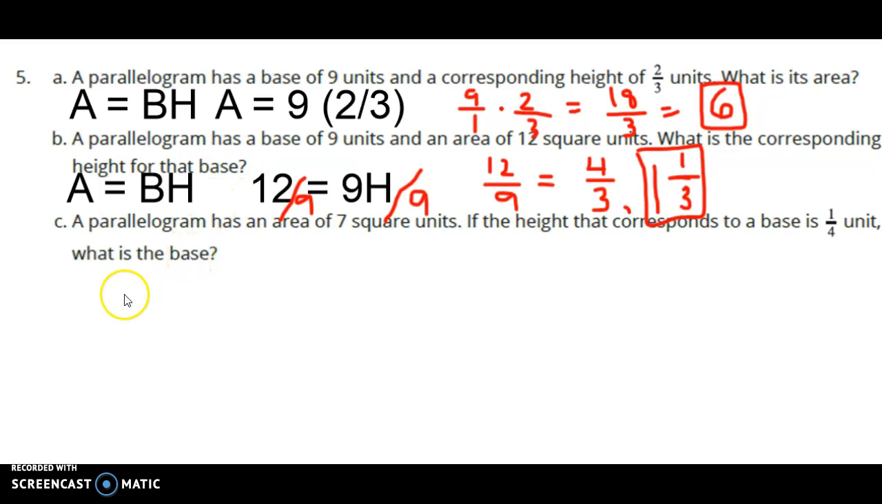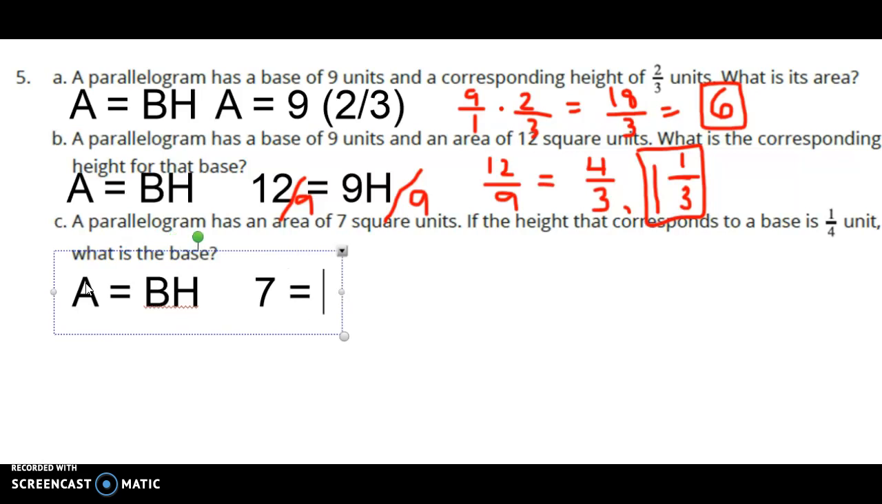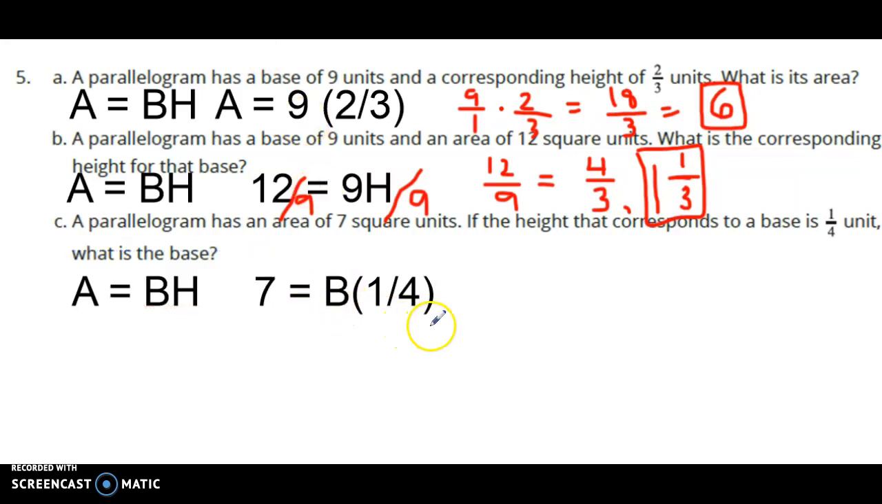C. A parallelogram has an area of 7 square units. So area equals base times height. I know my area is 7. If the height that corresponds to the base is 1/4. So this time I know my height, but not my base. So I'm going to write base times 1/4. I have to do the opposite of multiplication, which is division. So I divide this side by 1/4. I divide this side by 1/4.